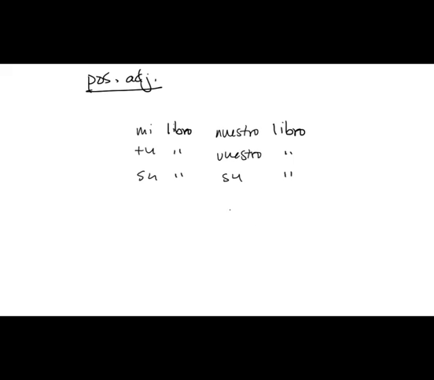Adjectives agree with the noun they describe. If the noun is plural, the adjectives must be plural. So if there were more than one book, libros, we would have mis libros, tus libros, sus libros, nuestros libros, vuestros libros, sus libros.